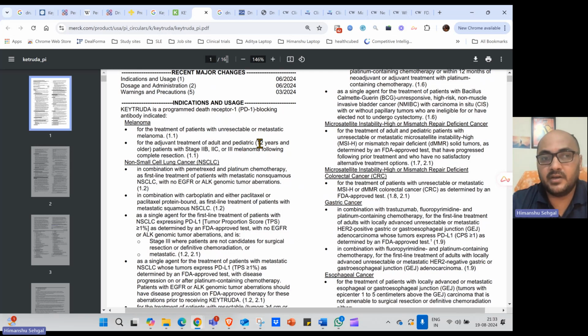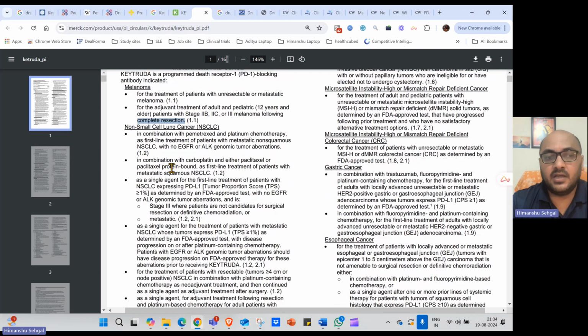And when you say pediatric, 12 years and older, for patients which are stage 2B, 2C, and 3 of melanoma, following complete resection. Resection is basically surgery, and usually adjuvant therapies in oncology are given after resections, or surgeries basically.